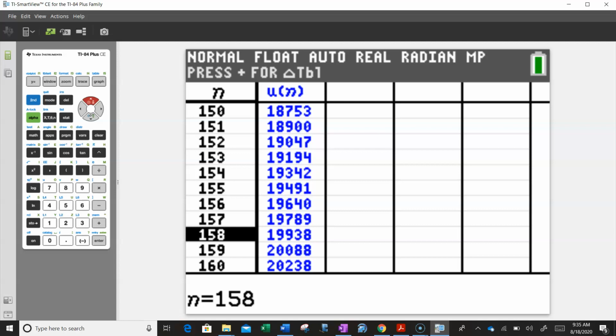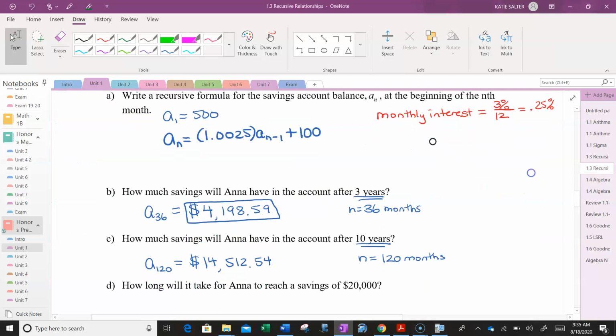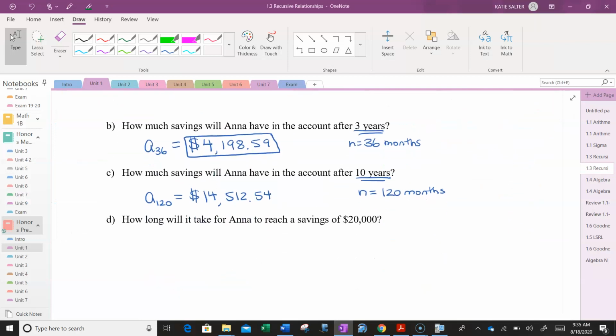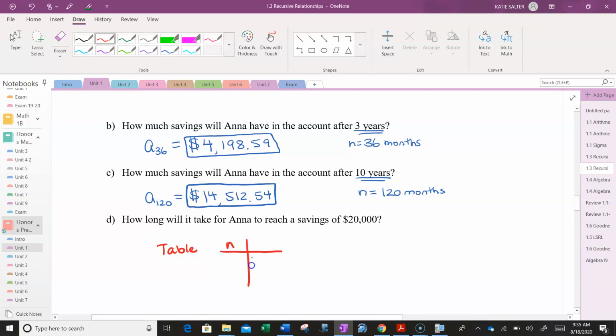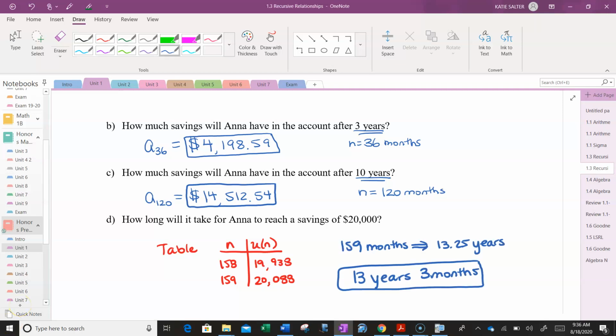So we come over to our paper and make sure we note that. Answer C was that she had $14,512.54 after 120 months. And then for the last answer, I'm just going to write on my paper so I know what I did in my table: I could see that at 158 months, she was at approximately $19,938, and at 159 months, she was at $20,088. So with this plan, it would be 159 months. We divide that by 12. That is 13.25 years. So ultimately, that is 13 years and 3 months.